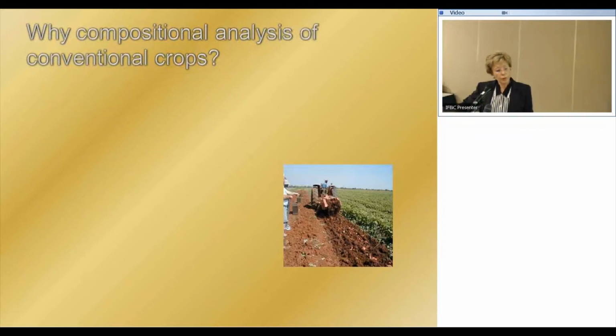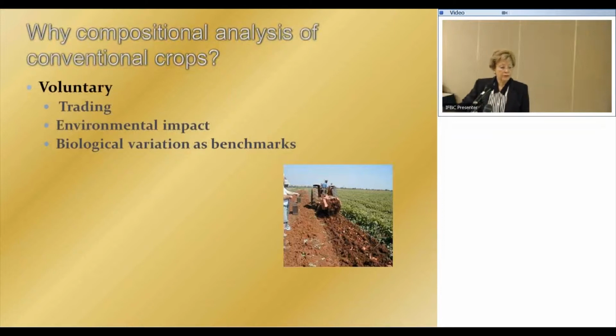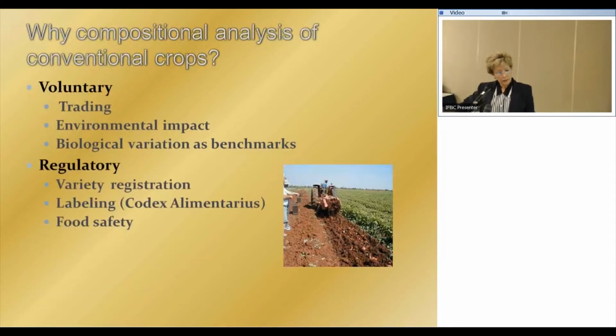So why compositional analysis of conventional crops? There's the voluntary, the trade, environmental impact, biological variations as benchmark, regulatory in some countries, variety registration in our country, for example. There's labeling requirements in the processed food and the food safety issues. So then also in research.